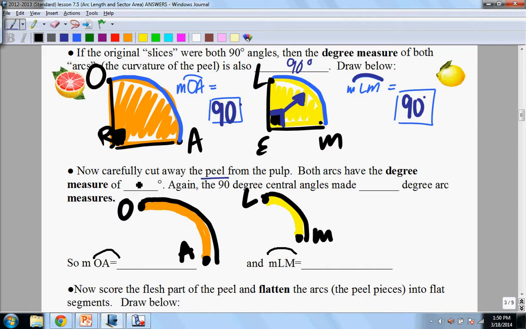So where did the actual arcs go? Yeah, okay, watch. This is 90 degrees. And this is 90 degrees, which means both the arcs still measure 90 degrees. Okay. So you got two little eyebrows here, both 90 degrees.